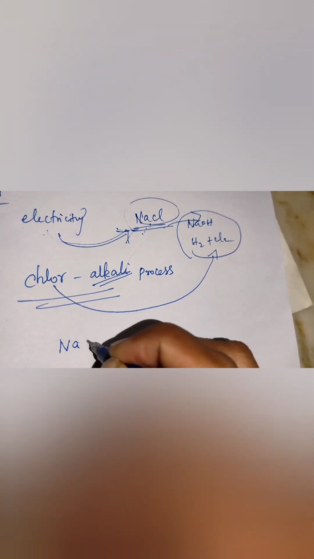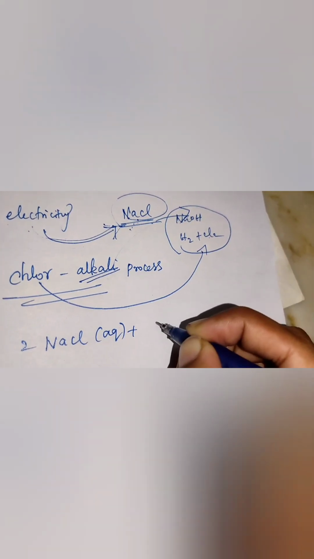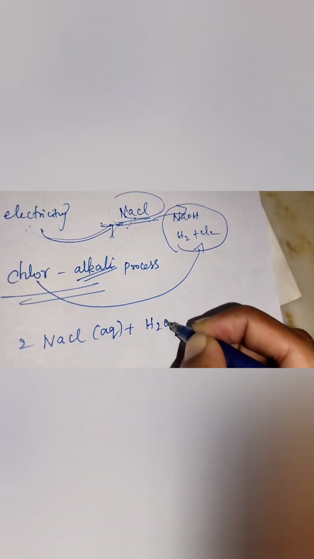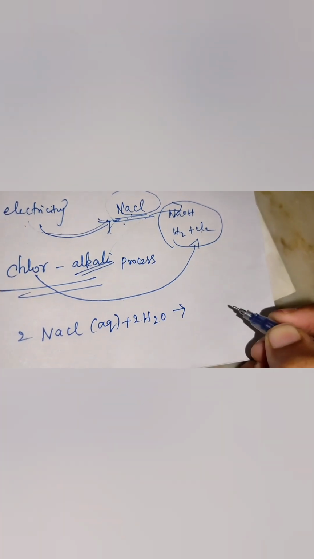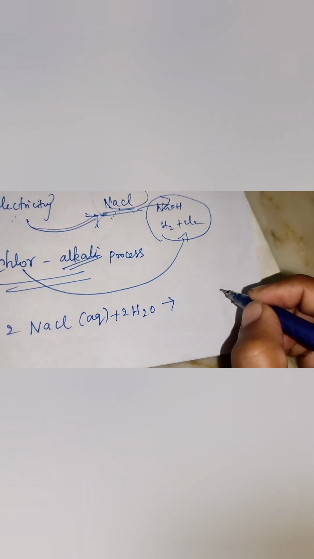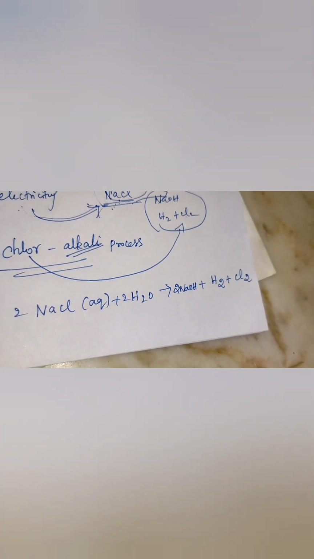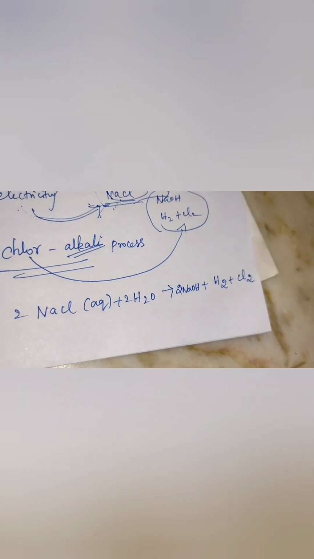The equation for this reaction is: we take sodium chloride in aqueous solution plus water, and we pass electricity through it. Then hydrogen gas is liberated, chlorine gas is liberated and sodium hydroxide is formed. So this is the preparation method for sodium hydroxide.